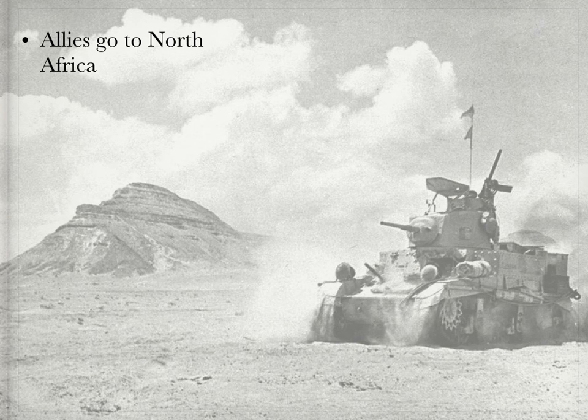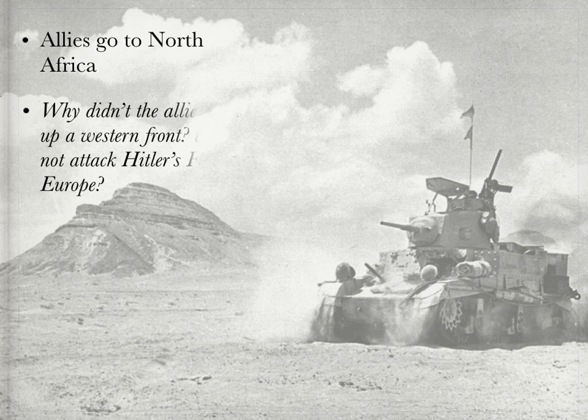So the Allies go ahead with their strategy of going into North Africa first. Again, here's another question. Why didn't the Allies open up that Western front? Why not attack Hitler's fortress Europe? Ultimately, their goal is to get back into Europe, and that would be the quickest route there. But obviously, it's going to be the toughest route to get back into Europe.